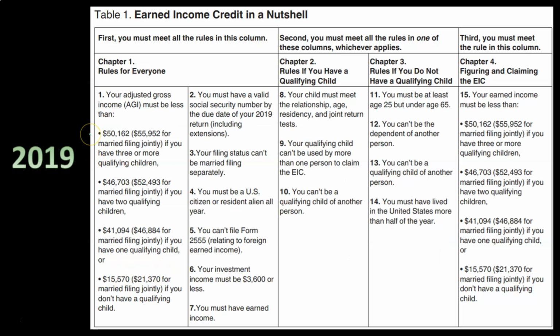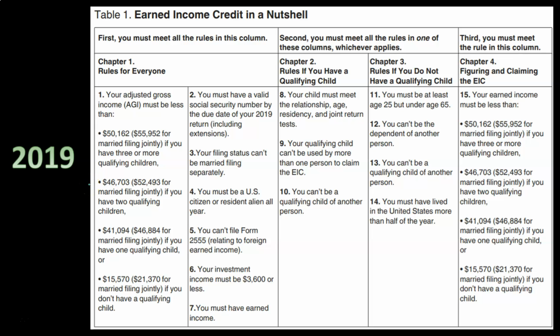But let's just go through these numbers here so we can see it in this nice table format, and then we'll see the updated numbers, which will be somewhat in the same ballpark. So 50,162 or 55,952 for married filing jointly, if you have 3 or more qualified children. So notice these caps are tied to dependents heavily as well, and not just dependents, but qualifying children.